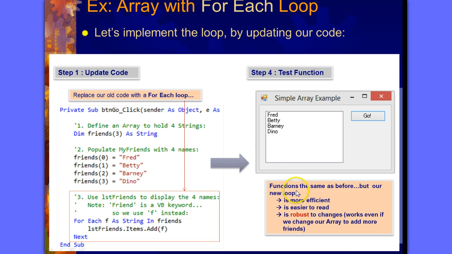Functions the same as before, works the same as before, but our new loop is more efficient. It's easier to read. It's robust to changes. Works even if we change our array to add more friends. So even if we had a different array called friends with more elements, it would still work.